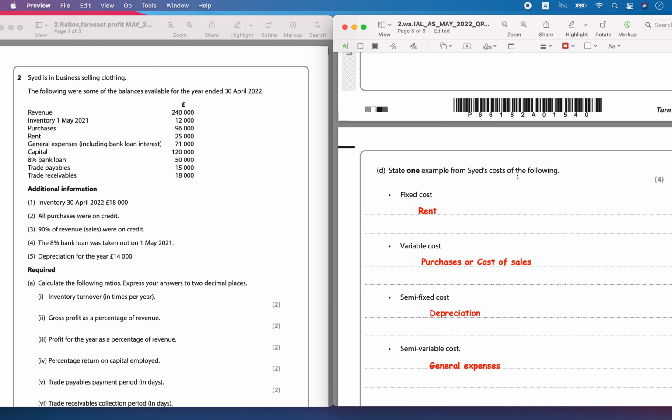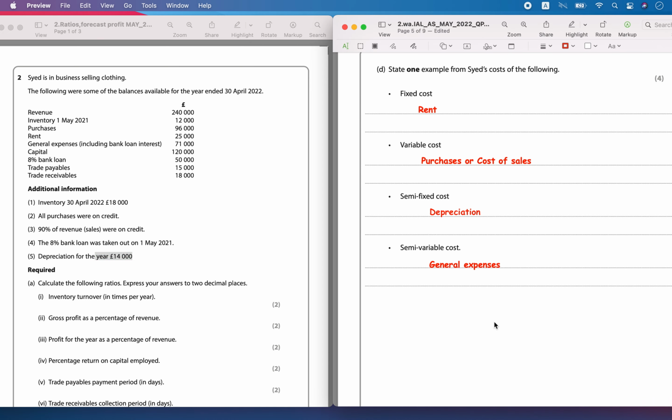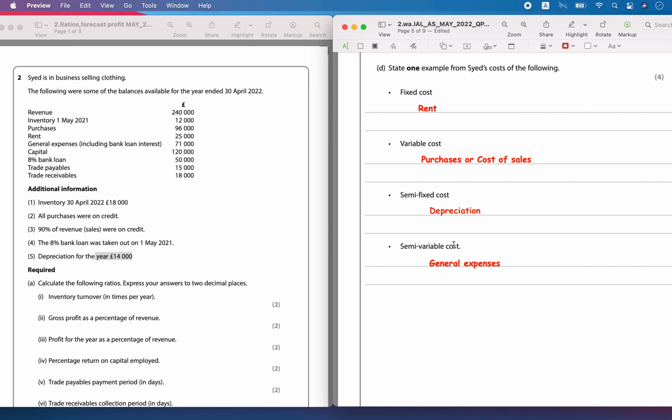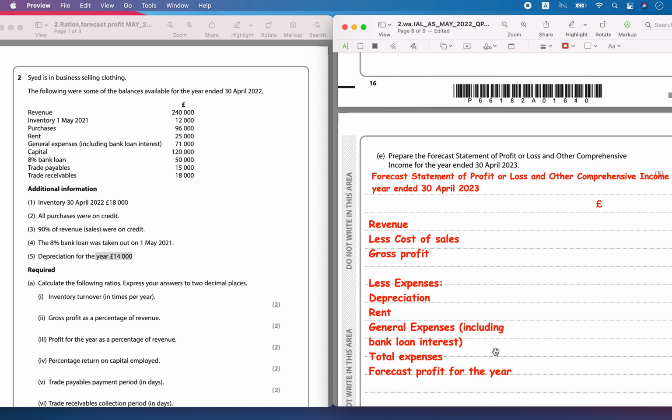Now state one example from the cost for the following. So we can say fixed cost, example, the rent is fixed, and the variable cost you can calculate from the purchases. Okay, because purchases will have quantity times the price, and the cost of sales. Then semi-fixed cost, this will have depreciation. Okay, the depreciation like 8% of the cost, the depreciation cost is going to be the semi-fixed cost, and semi-variable cost are going to be the general expenses.